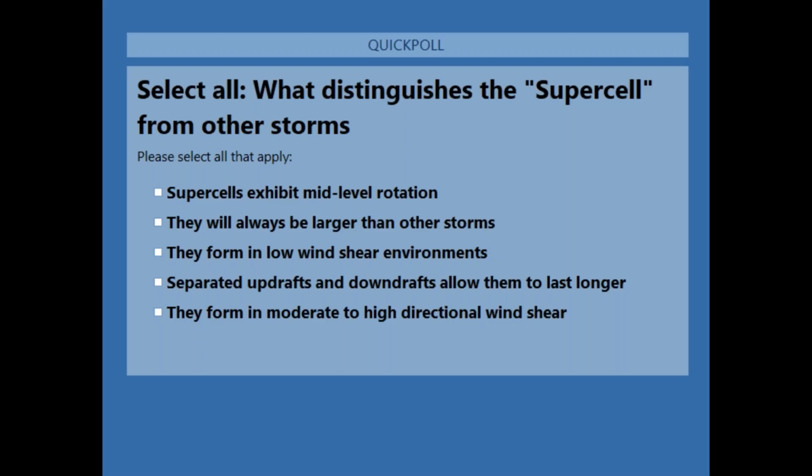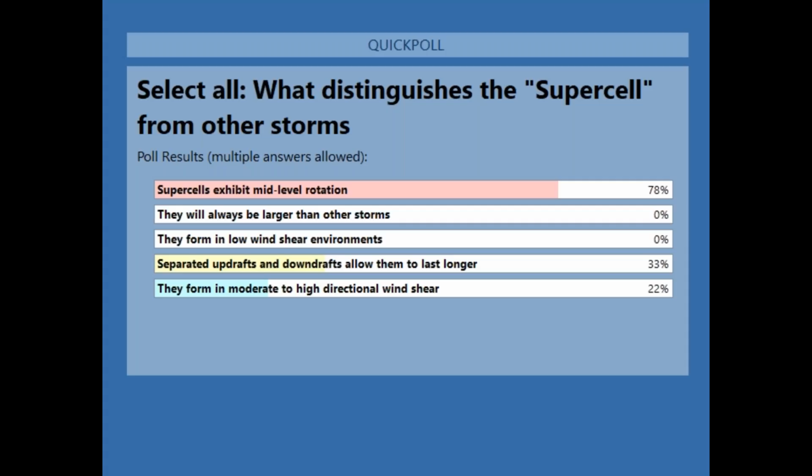Everyone, it looks like a great number of people got the fact that supercells exhibiting mid-level rotation is the key factor to what distinguishes them. And to those who mentioned the separated updrafts and downdrafts, that's an important part as well, and that they form in moderate to high directional shear environments. Those are all correct. So those are ingredients to create supercells in a way, but it's that mid-level rotation that is really the key distinguishing mark. And it's a bit of a feedback loop. You kind of need both of these things to make it happen.